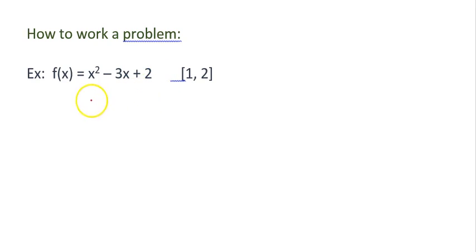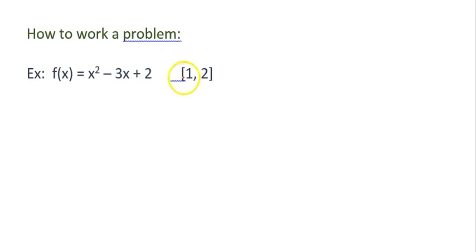Okay, how to work a problem. It's going to look really similar to the mean value theorem. You're going to be given some function and some interval. First of all, check to see if the function is differentiable and continuous. And this one is a parabola. So we know that a parabola is nice and smooth, so it's differentiable everywhere, and it is continuous everywhere. It doesn't have any holes or jumps or pointy places. So parabolas are good to work with.